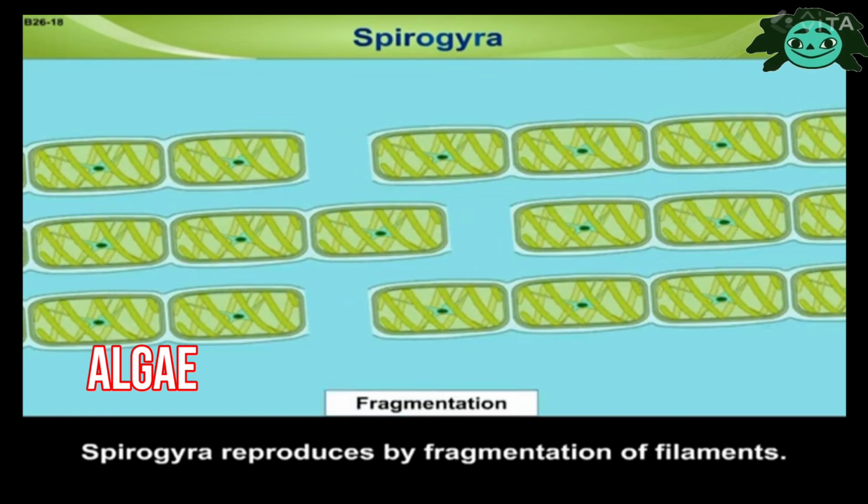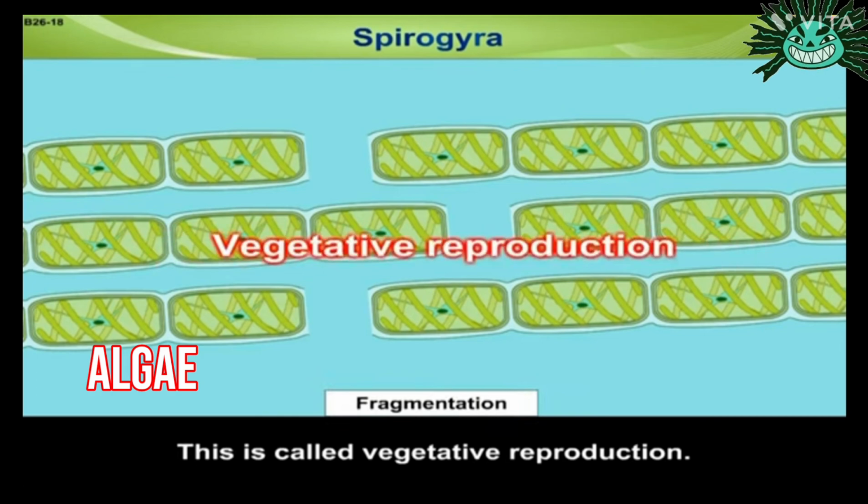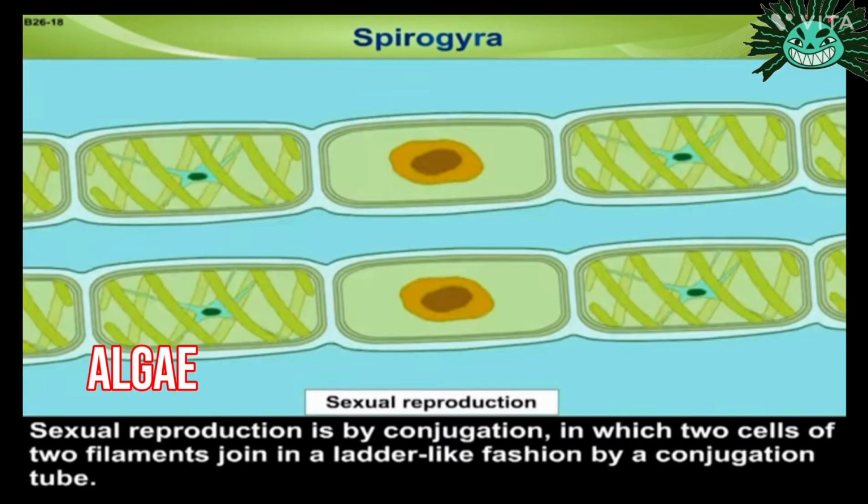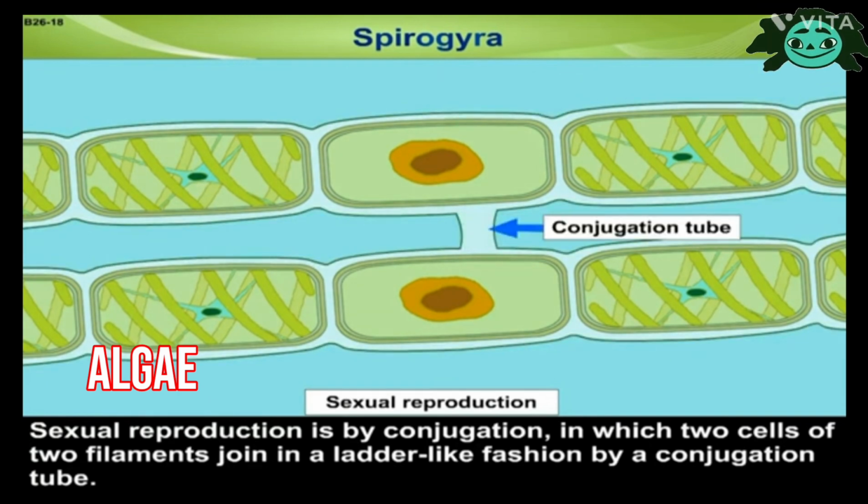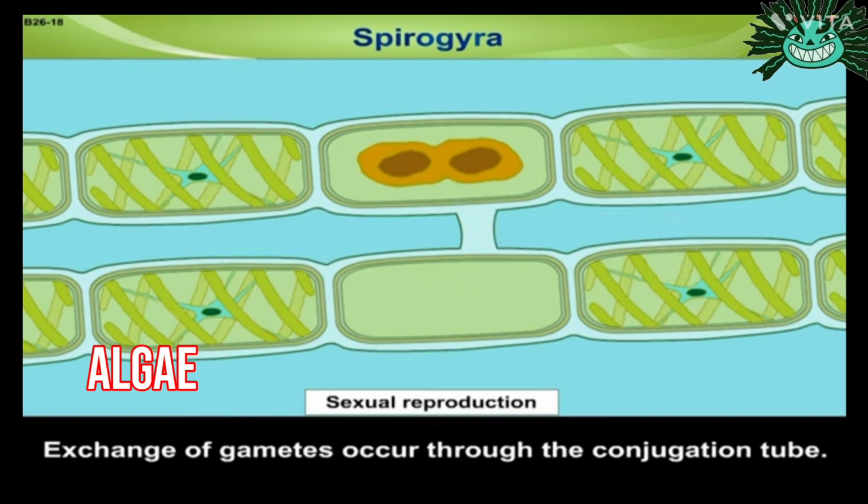Spirogyra reproduces by fragmentation of filaments. This is called vegetative reproduction. Sexual reproduction is by conjugation, in which two cells of two filaments join in a ladder-like fashion by a conjugation tube. Exchange of gametes occurs through the conjugation tube.